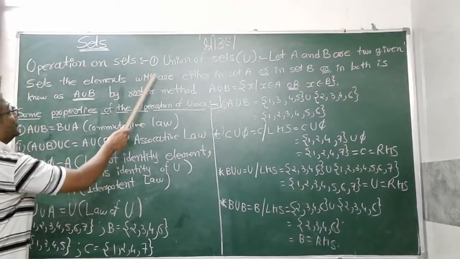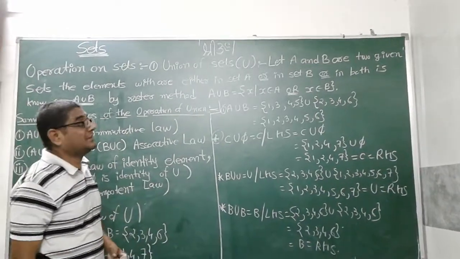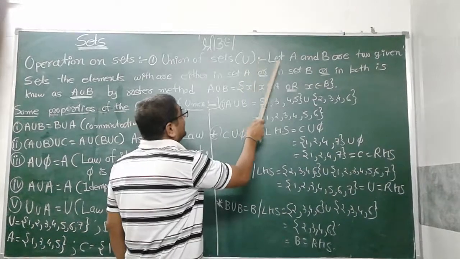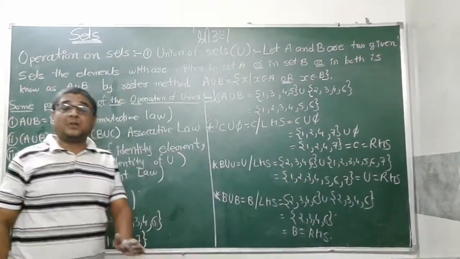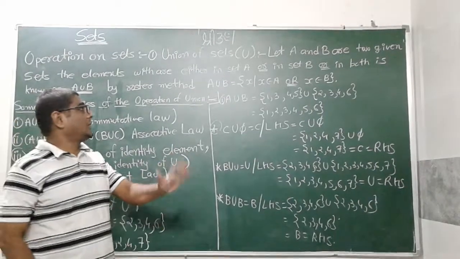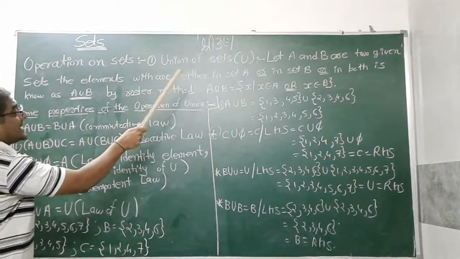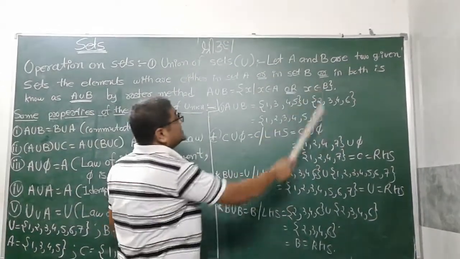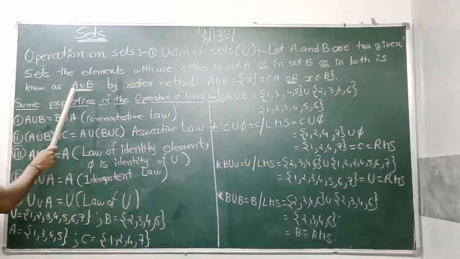First operation is union. Union of sets means two or more than two sets are there. The symbol of union is ∪. Let A and B be two given sets. Here we are taking two sets, but you can take more than two sets, no problem. The set of elements that are either in set A or in B or in both, where none of the elements is repeated, is known as A union B.